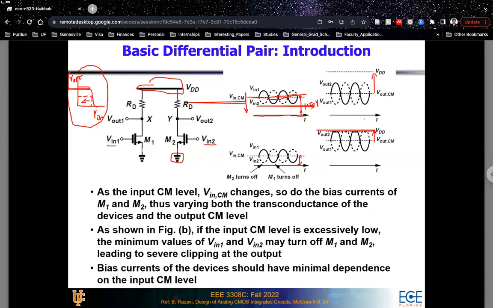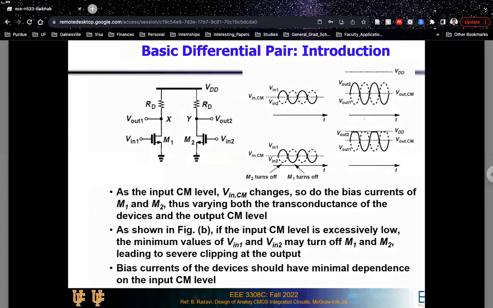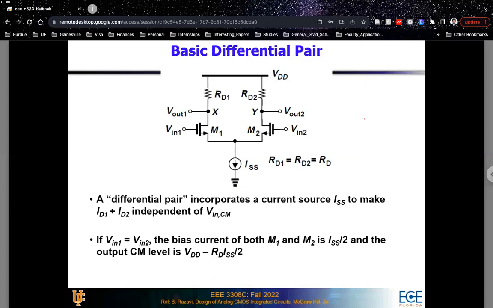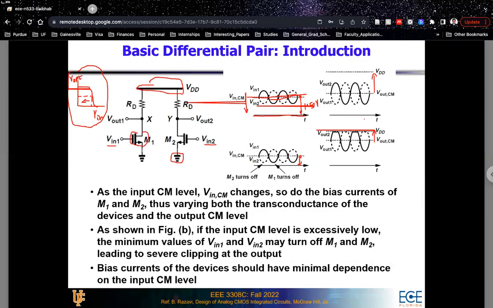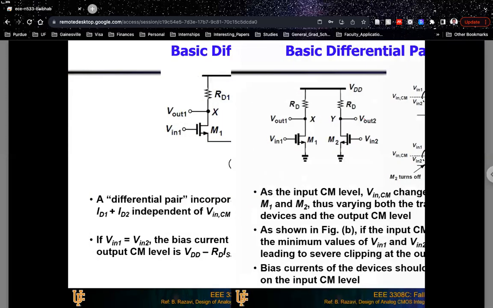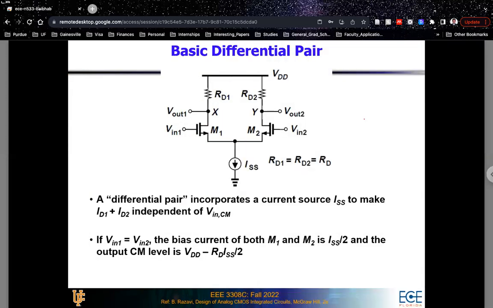Now, there is one way to avoid this particular condition. That is, if you connect the sources of the two input transistors. In the previous case, these were your input transistors, right? M1 and M2, and RDs were your load resistances. Now, what you're doing in the next slide is connecting the source terminals of M1 and M2 together, and then connecting an ISS current source at that particular terminal. And of course, you're assuming that both M1 and M2 are identical. Also, RD1 and RD2 are identical.